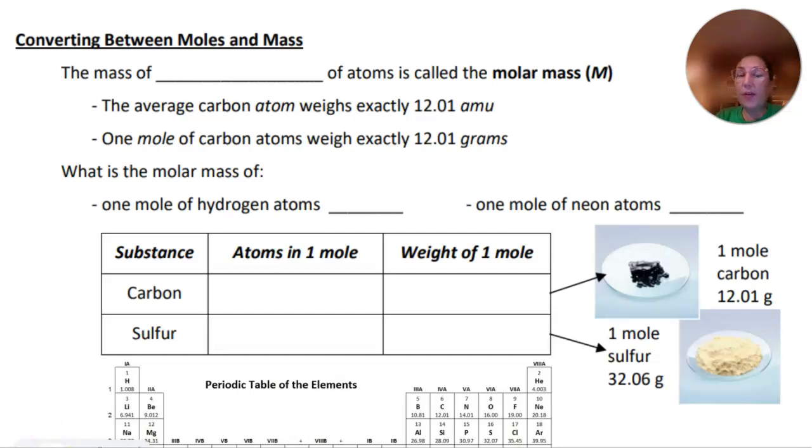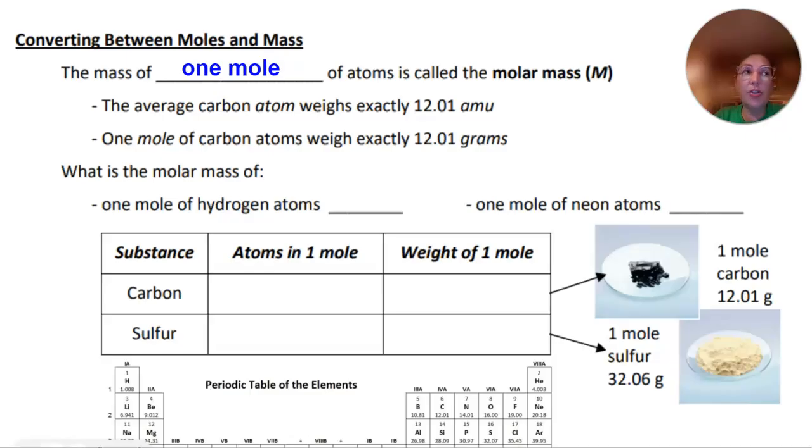This video is on converting between moles and mass. Now to do this, we'll need to know about something called molar mass. This is the mass of 1 mole of atoms. So the mass of 1 mole of atoms is called a molar mass. And this comes about from carbon-12.